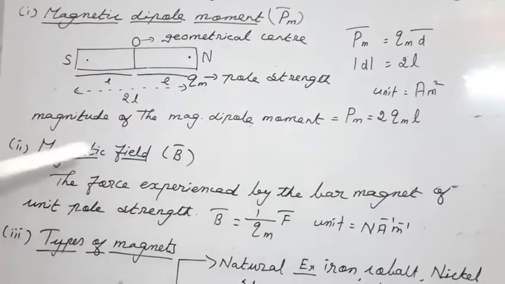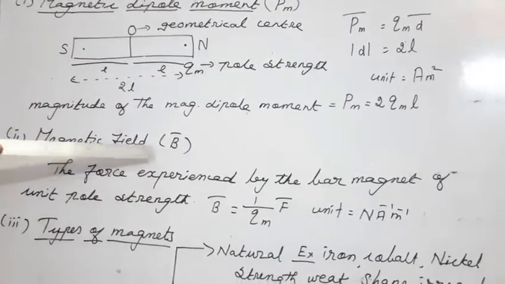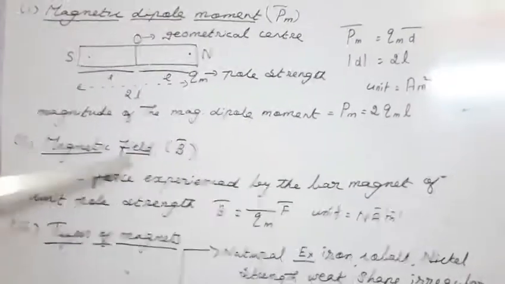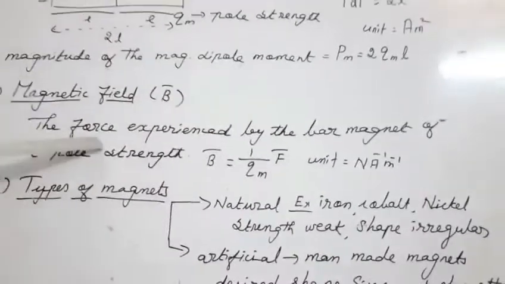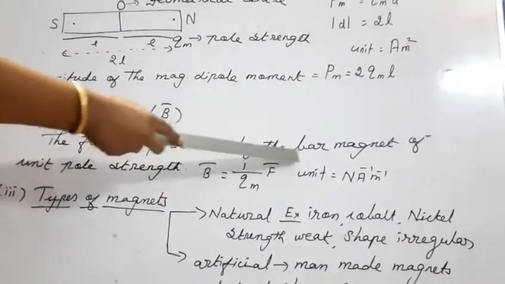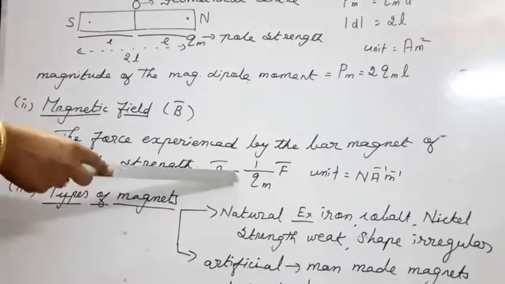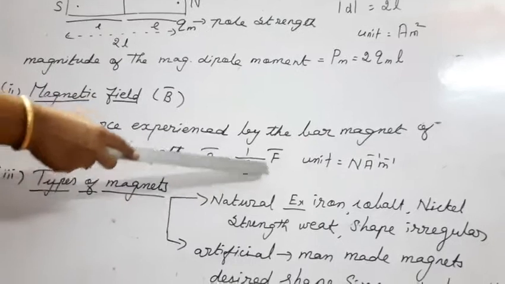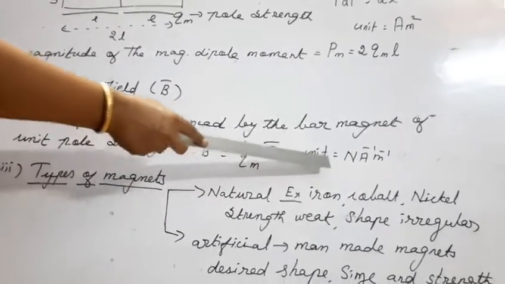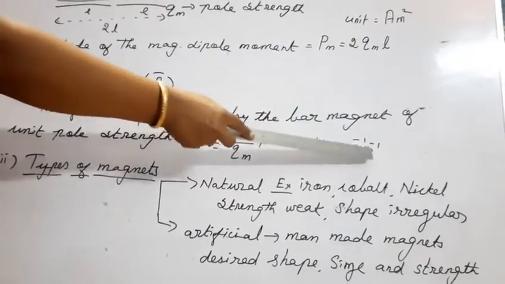Our next topic is magnetic field. The magnetic field B bar at a point is defined as the force experienced by the bar magnet of unit pole strength. Therefore, B bar equal to 1 by Qm into F bar. The unit is N A power minus 1 m power minus 1.